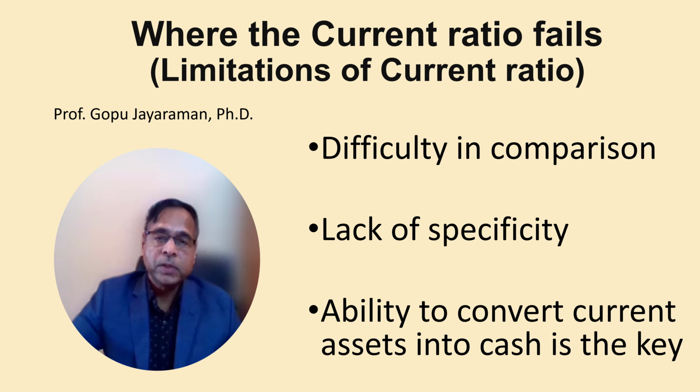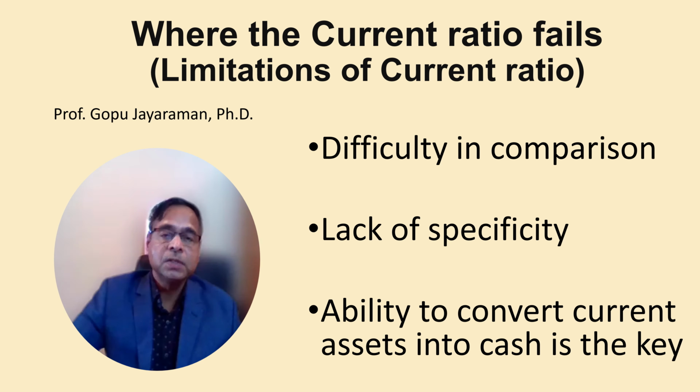However, the current ratio has its own limitations. The current ratio fails when you find it difficult to compare between two companies due to the company's size, nature of the industry, or any other acceptable reasons. Lack of specificity is another area where the current ratio fails. The ability of the company to convert its current assets into cash is mainly determined by the quality of current assets and the efficiency of collection management of the company.